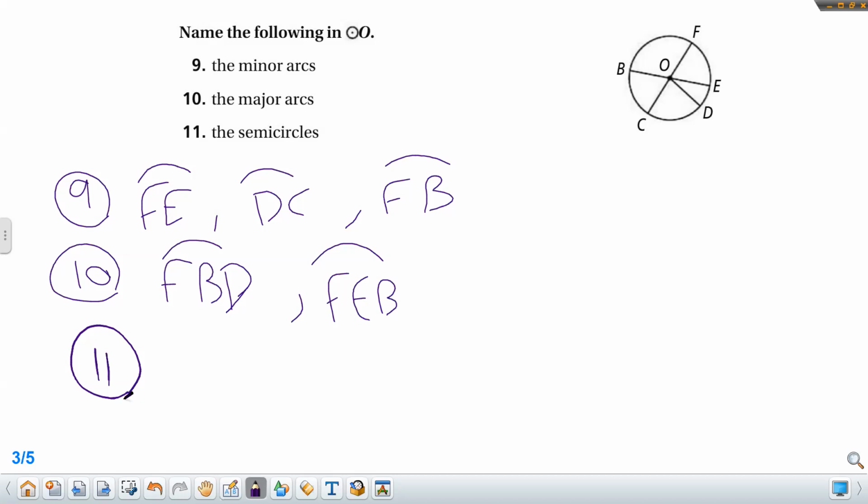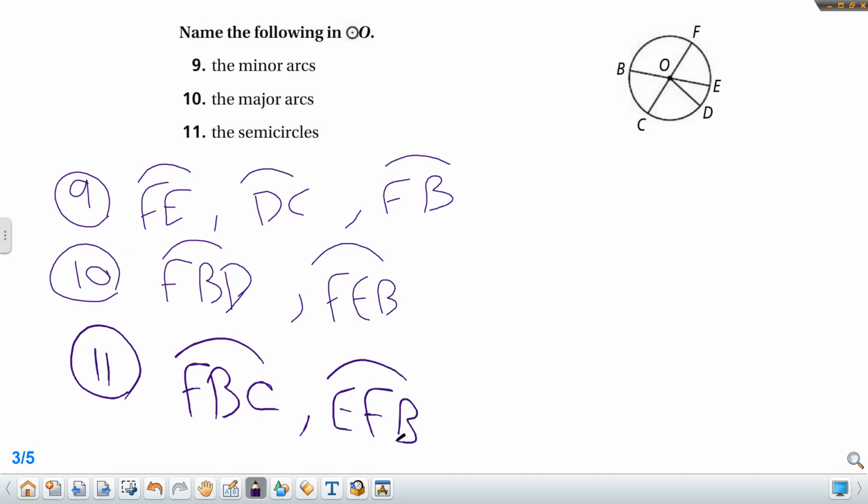So we can say FBC is a semicircle. And, for example, EFB. Yes, good. I think it's easy.